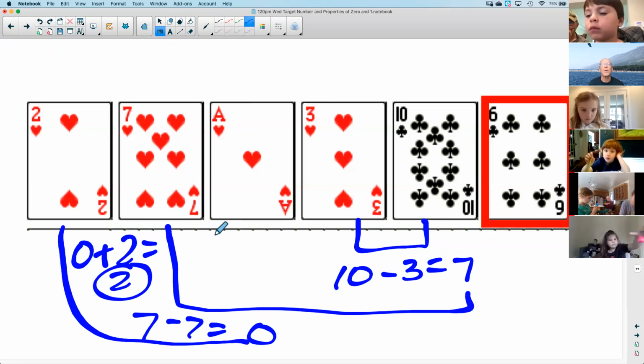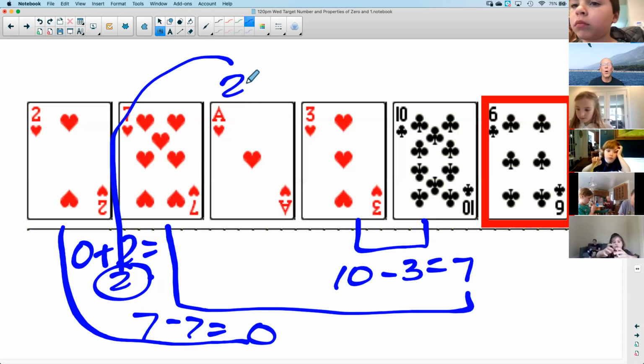And then 2 minus 1 equals, oh no. Well, you know what? Dude, you came really close. 2 minus 1 is 1, or 2 plus 1 is 3. You got so close to 6.